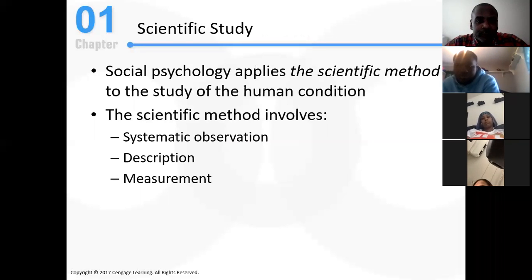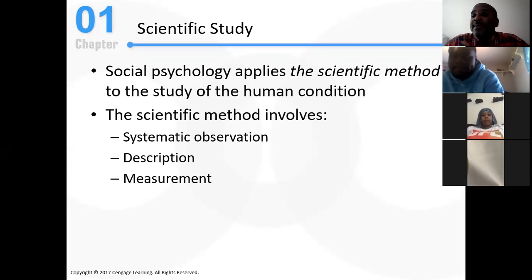I'll get more specific in a moment. This scientific method involves systematic observation. That's where I talked about the difference between you observing that Dr. Muhammad drinks a lot of Red Bulls and Dr. Muhammad drank 73 Red Bulls this semester. That's very different.